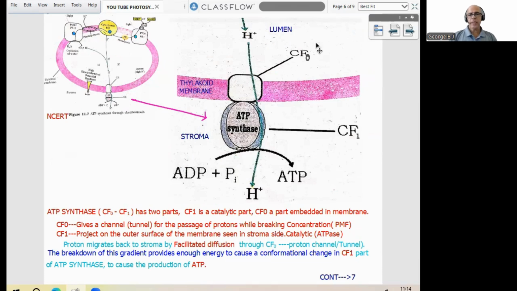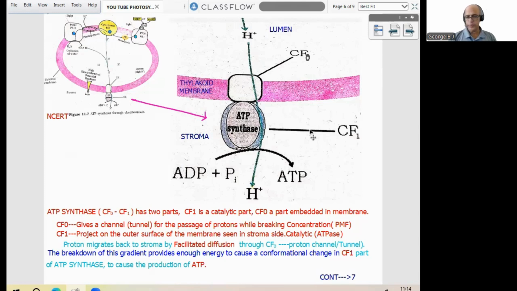ATP synthase of the chloroplast, CF0 and CF1, has two parts. CF1 is a catalytic part. CF0 is the part embedded in the membrane. Now CF0 gives a channel or tunnel. See this one, from lumen to stroma, protons will be migrating back. So it is a tunnel or channel for the passage of protons, breaking the concentration of proton motive force.